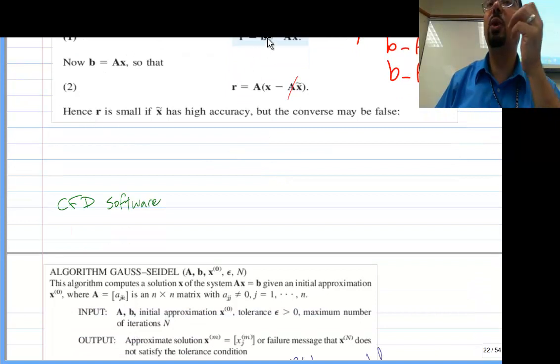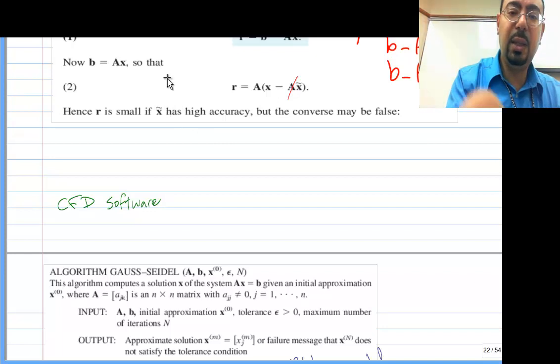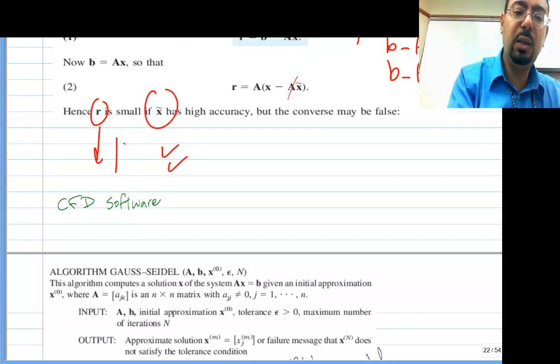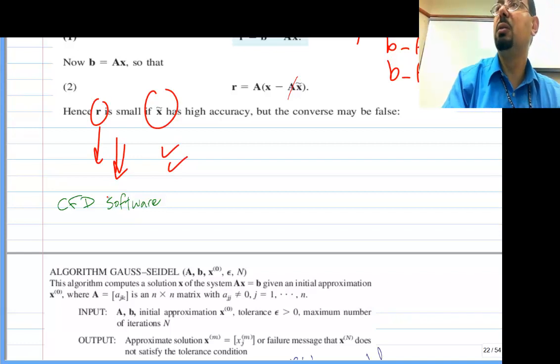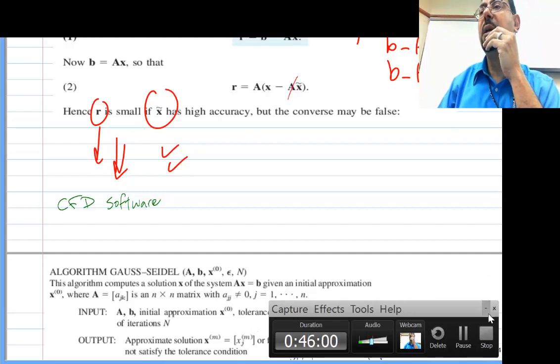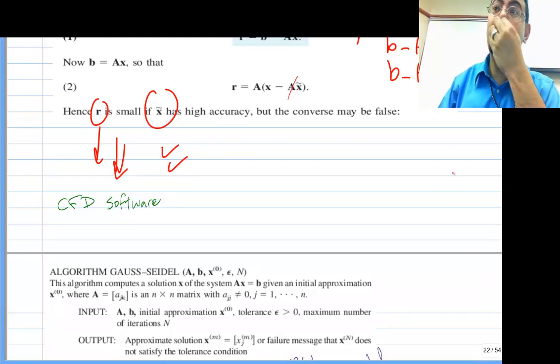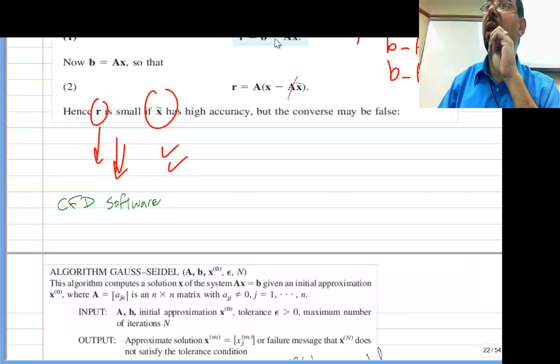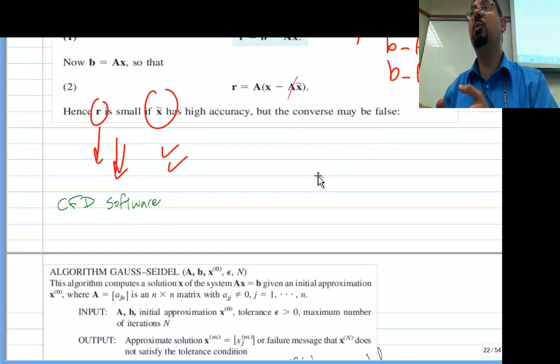So hence R is small if X has very high accuracy, of course. So you would expect that if X is pretty good, then R should be very small. Right? Well, we will learn today that sometimes the R is really small, although the X is really bad. That's really unlucky. It doesn't happen for most systems.